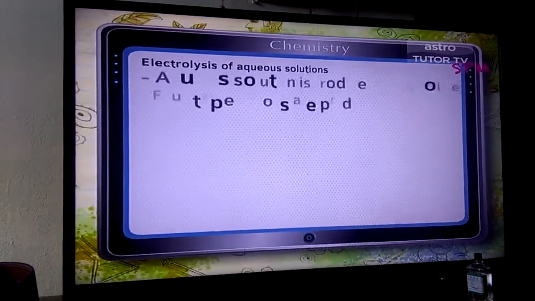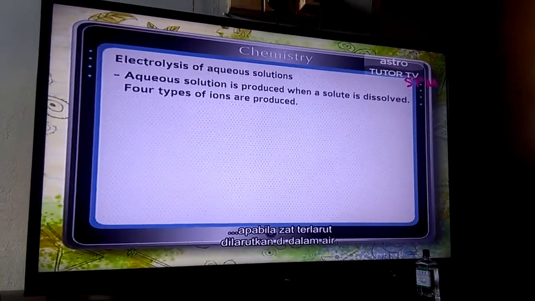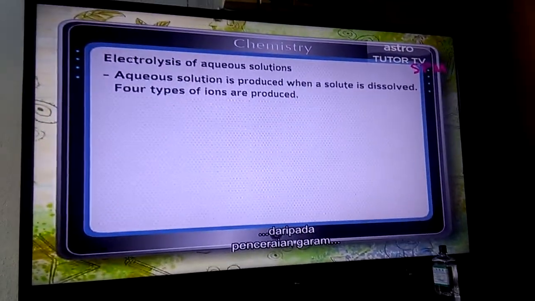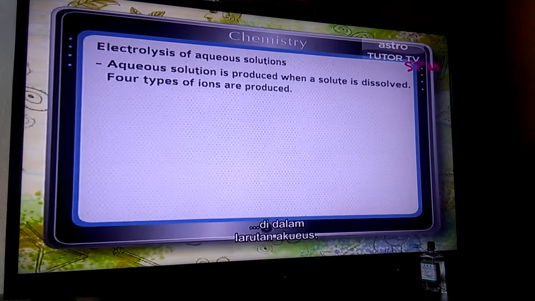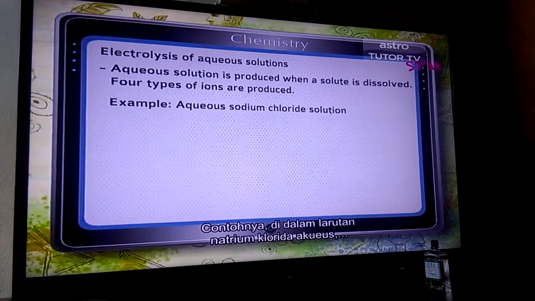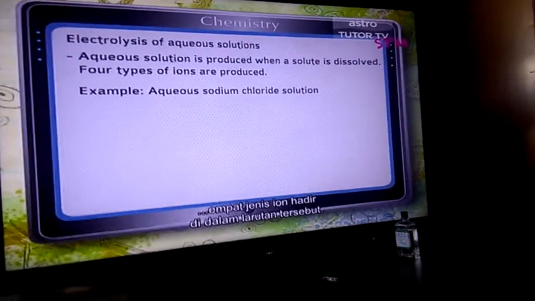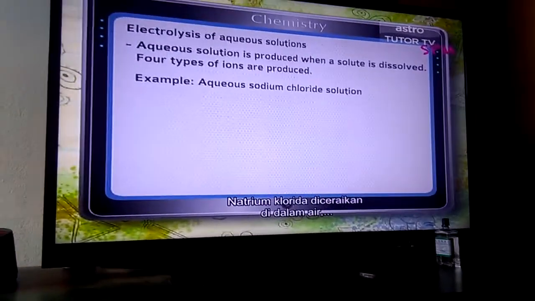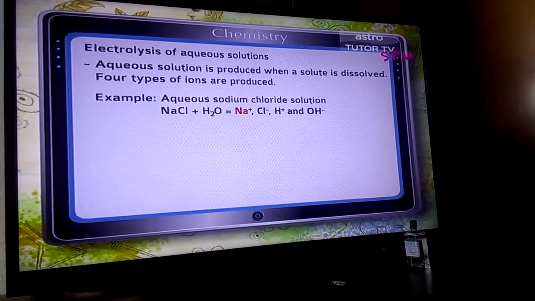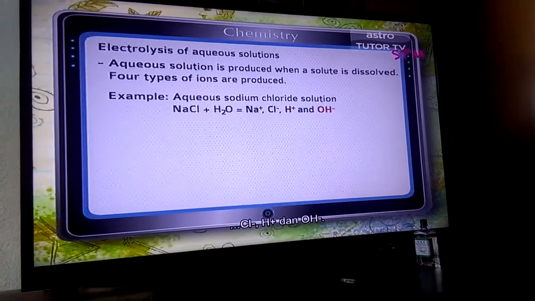Electrolysis of aqueous solutions. An aqueous solution is produced when a solute is dissolved in water. Hence, 4 types of ions are produced from the dissociation of salts in aqueous solution. For example, in an aqueous sodium chloride solution, 4 types of ions are present in the solution. Sodium chloride dissociates in water to form Na+, Cl-, H+, and OH-.